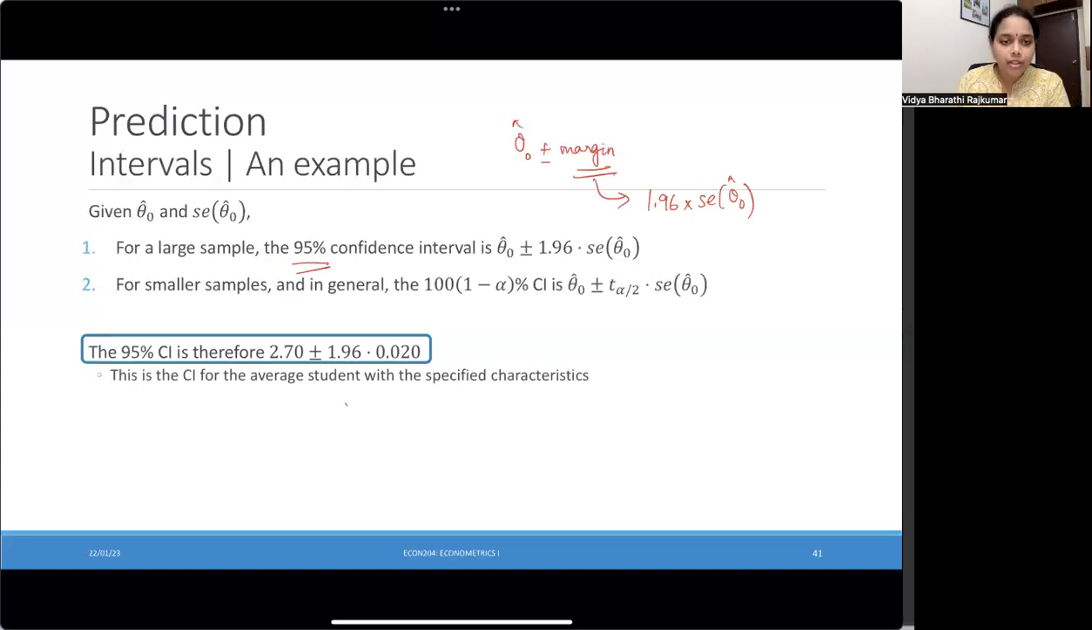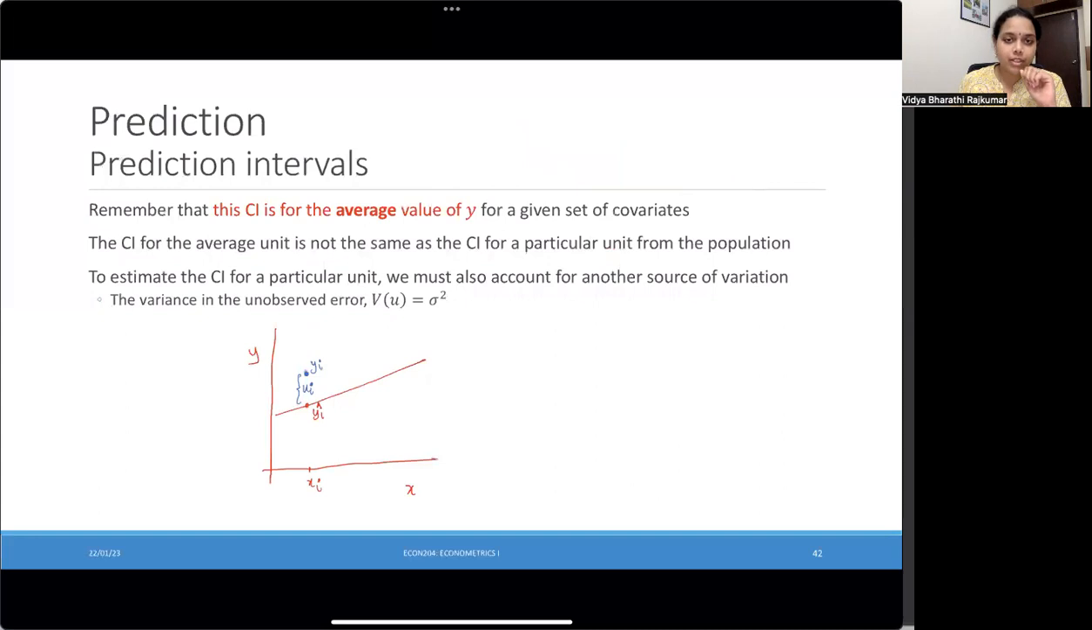So the 95% confidence interval in this case is given by this expression. So for an average student with the specified characteristics of SAT score of 1200 and other variables, the confidence interval for their predicted score is the range that is given here. Now, we're going to extend this one step further. This is the average confidence interval.